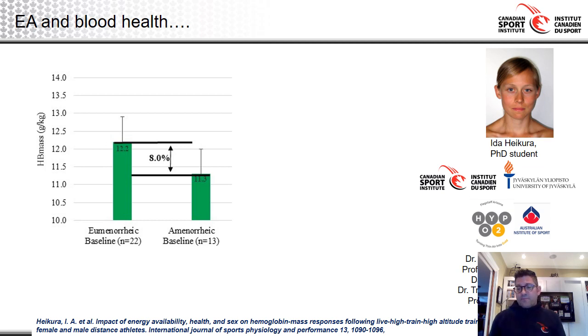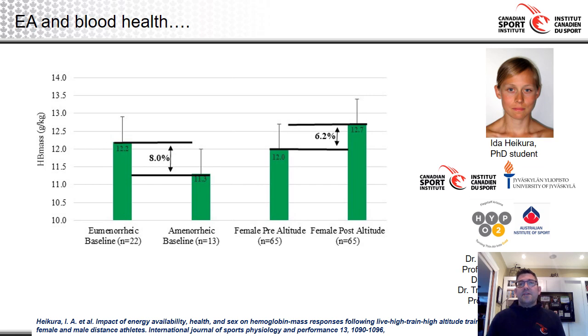To put that 8% into perspective, I went back to our database and looked at some of our elite female athletes. With a typical training camp, so 3 to 4 weeks at altitude, we expect about a 6% increase in hemoglobin mass. So athletes are spending thousands of dollars to fly to Boulder, fly to Flagstaff, to rent accommodations, to have ground transportation, in the hopes of increasing hemoglobin by 5 or 6%. However, if you're just anemic, you're already 8% lower, regardless of the altitude effect.